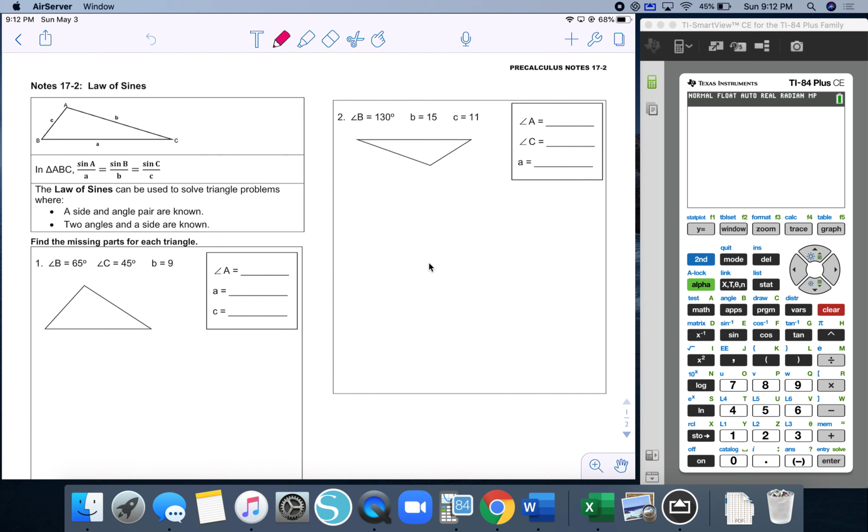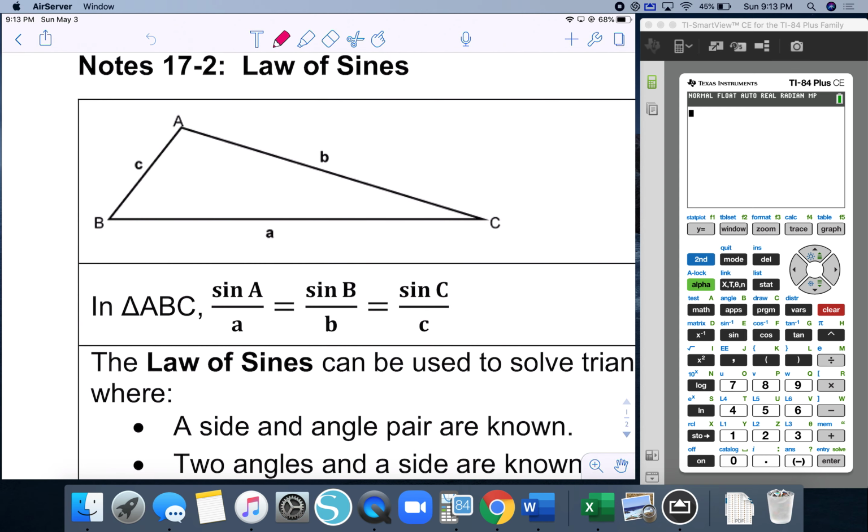Notes 17.2 or week 7, task 1, over the law of sines. So with the law of sines, we are talking about a normal triangle. This is what we would have been doing if we had come back after spring break. So we have our normal ABC triangle.